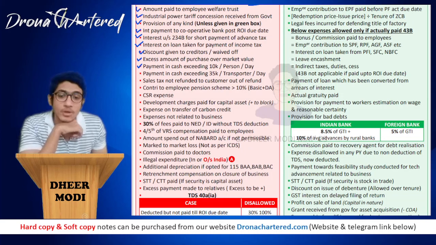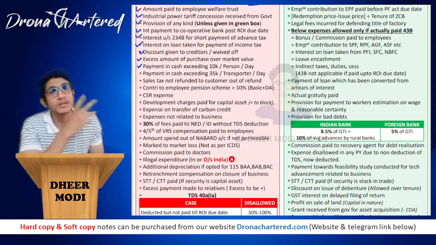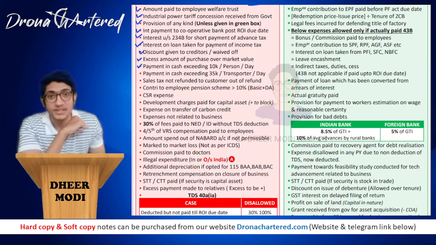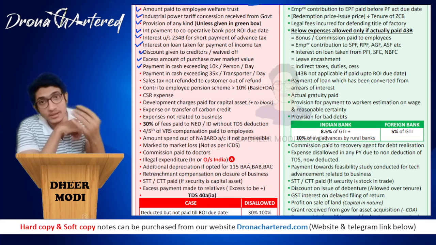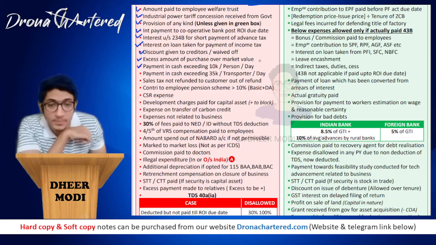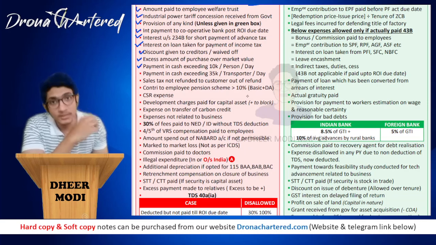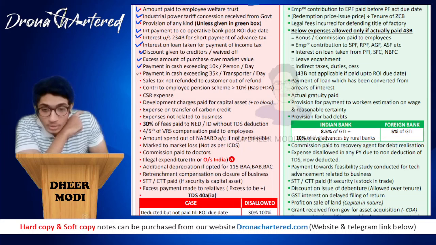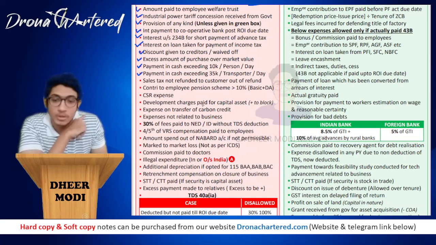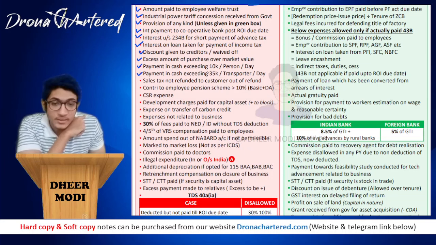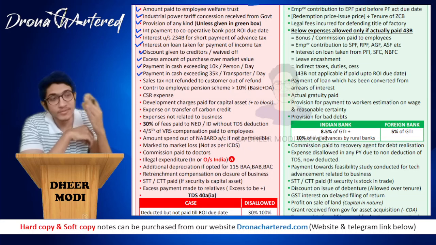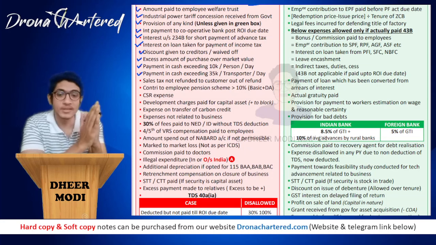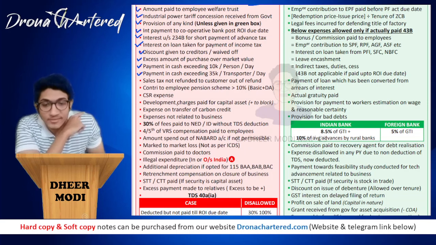Then next is your payment in cash exceeding 10,000 per person per day. This is a very common adjustment. If you pay any person in cash exceeding 10,000, remember the word is exceeding 10,000 per person per day, in such a case that item will be added back to your income. That is, that deduction will not be allowed. Payment in cash exceeding 35,000 per transporter per day. So you have to remember that for all other people it is 10,000, but for transport people it is 35,000.